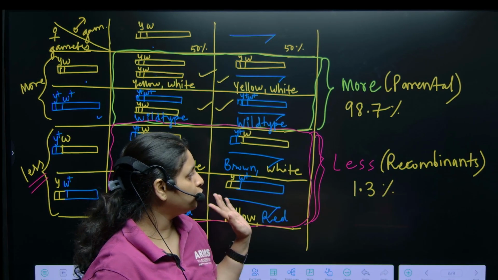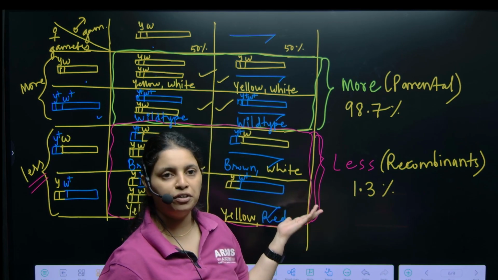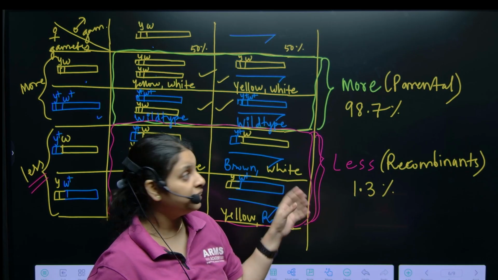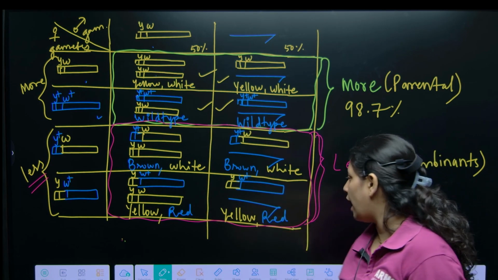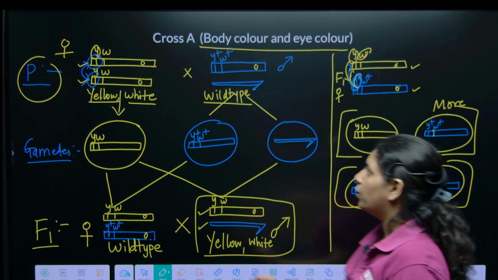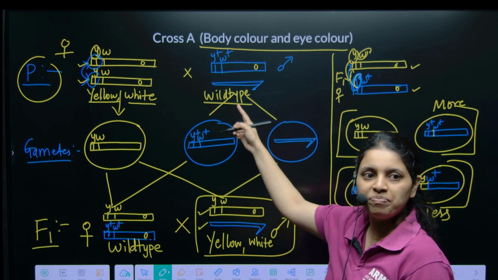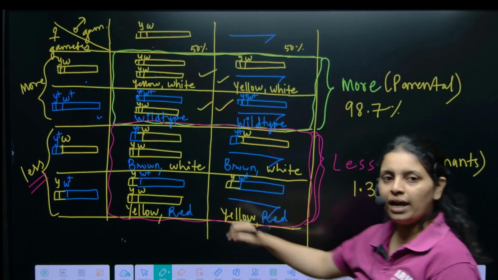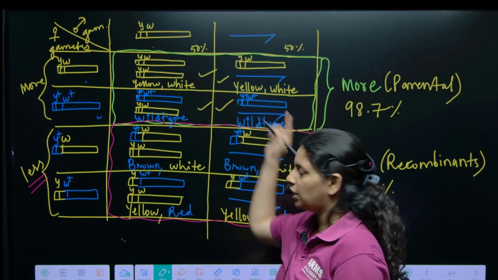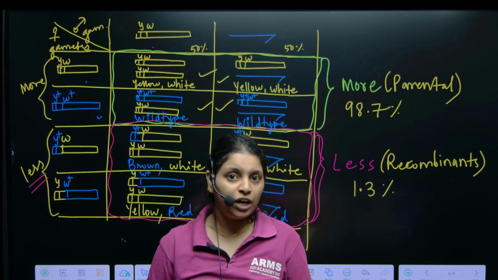Okay. So now don't break your head over where this 98.7 came from. This is an experimental value. If you take Drosophila and start with the cross like this, you take the parent with these characters, female yellow, white, male wild type, obtain the F1, then obtain F2, and then count in the F2 generation how many have parental and how many have recombinant characters.